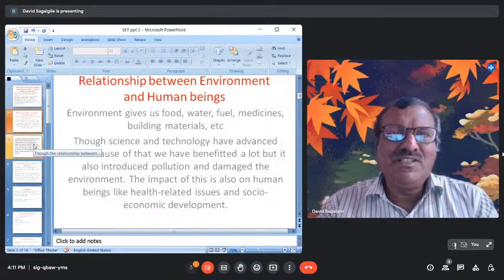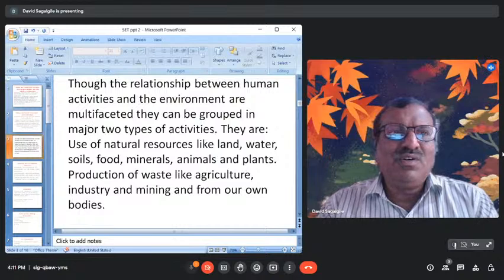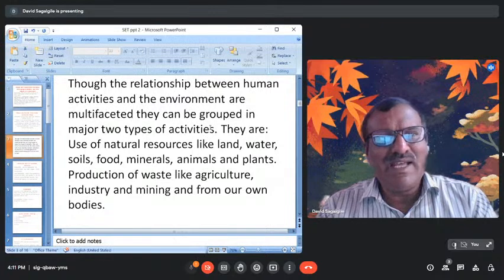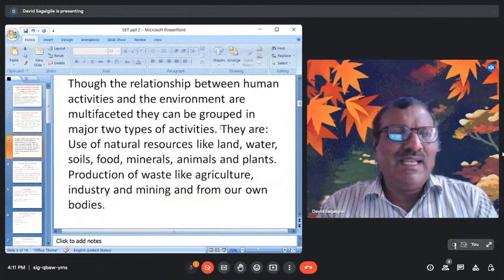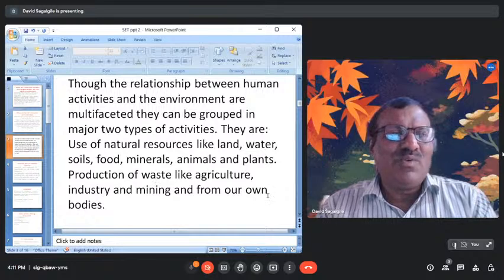So there is a great relationship between environment and the human beings. Though the relation between human activities and environment are multifaceted, they can be grouped in major two types of activities. There are many different relationships between human activities and the environment, but we will try to classify them under two different heads. They are use of natural resources like land, water, soils, food, minerals, animals and plants. And the second one is production of waste like agriculture, industry and mining and from our own bodies.